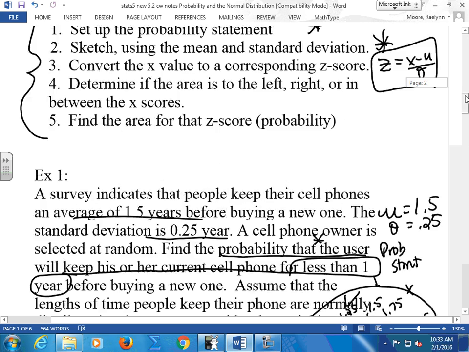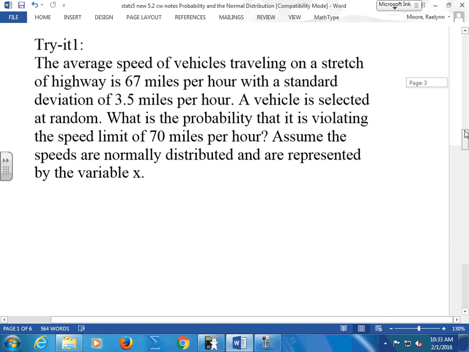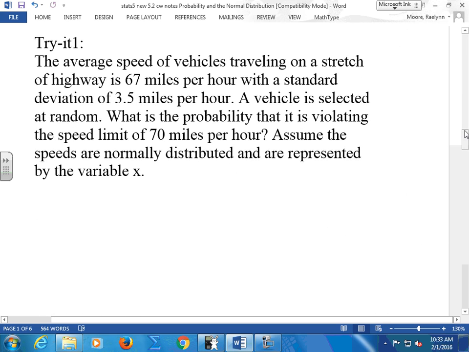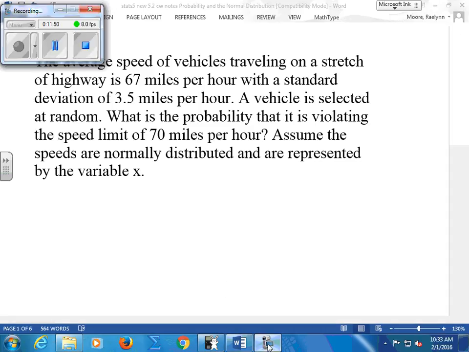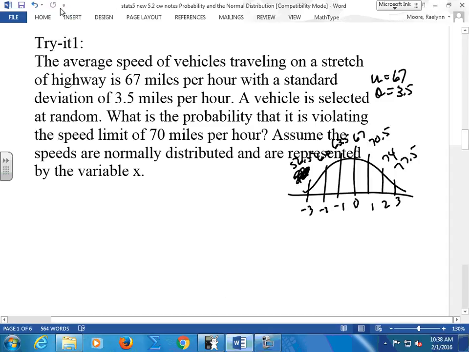So let's have you guys try one. You're going to try this. I want to see sketch, probability statement. Joe, you got your probability statement? Okay, X being my person driving on this stretch of highway.